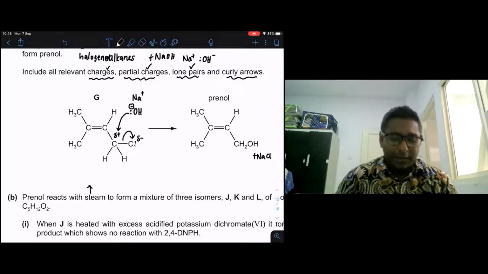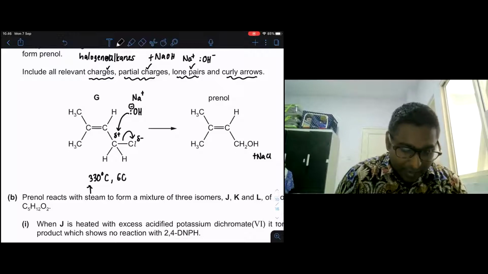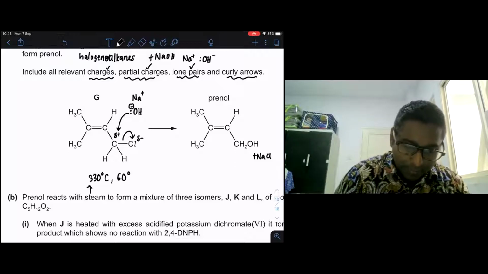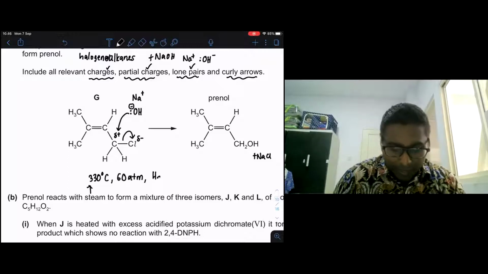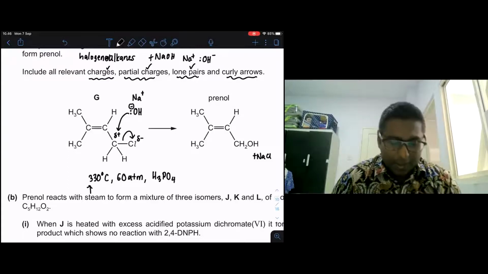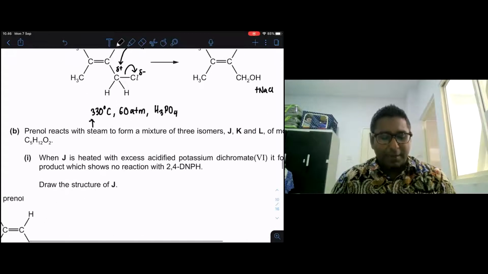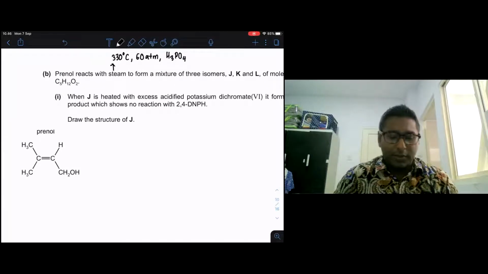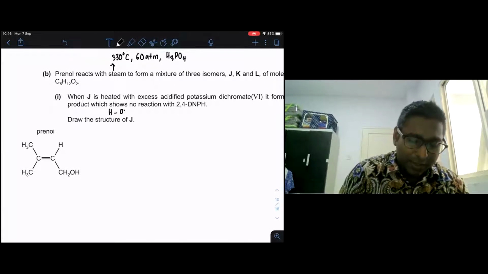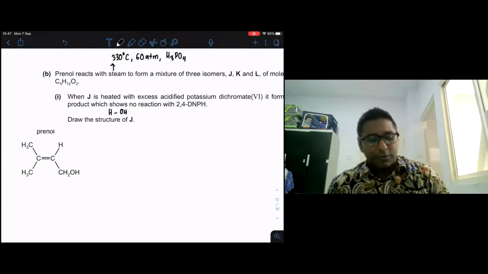So this one, 330 degrees Celsius, 60 atm atmospheric pressure, and phosphoric acid, concentrated phosphoric acid. What is generally going to happen is the double bond is going to be broken. So the water, H and OH, one of the H will come to one of the carbons, and the OH will go to the other carbon.